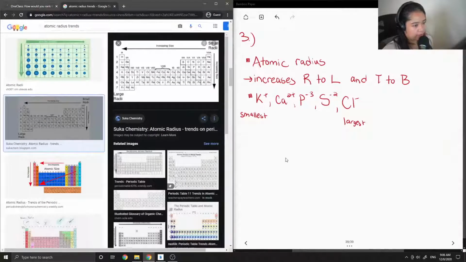So if we were to rank this, we first have to look at how many electrons are in their shell, since the number of electrons will affect the atomic radius. Calcium is right here. If you take away two electrons, its shell is smaller, and you have the same electron configuration as argon. If you take away one electron from potassium, you also get the same electron configuration as argon. Even when phosphorus gains three electrons, sulfur gains two electrons, and chlorine gains one electron, they all have the same electron configuration as argon. So they all have the same number of electrons.